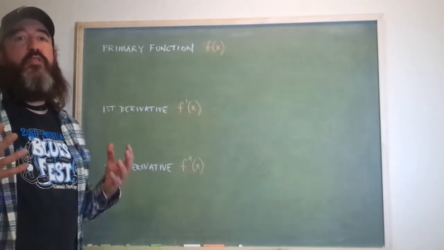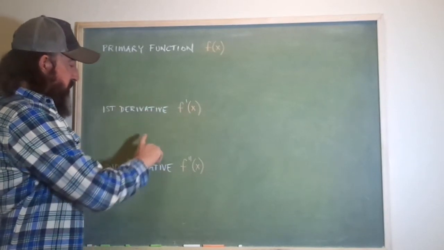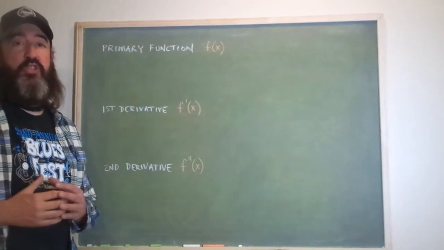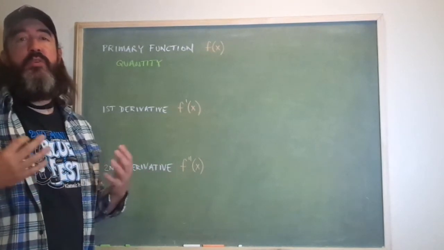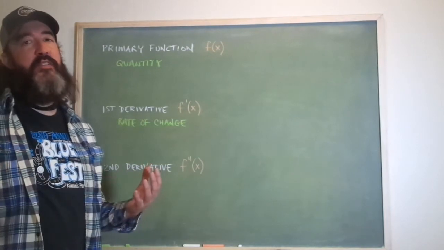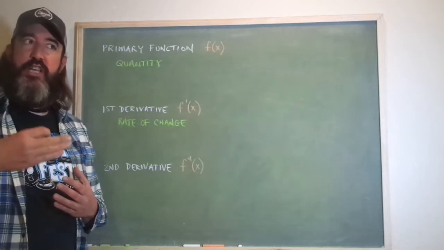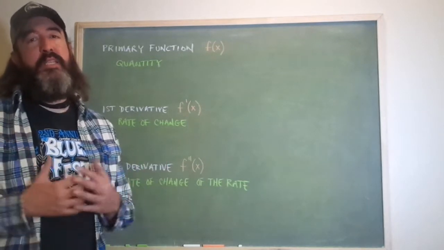In calculus, we deal with 3 types of functions. We deal with primary functions, we deal with first derivatives, and we deal with second derivatives. We're going to see that the output of a primary function is always a quantity. The output of our first derivative is always a rate of change. And the second derivative is the most abstract. The output of the second derivative is always a rate of change of your rate of change.